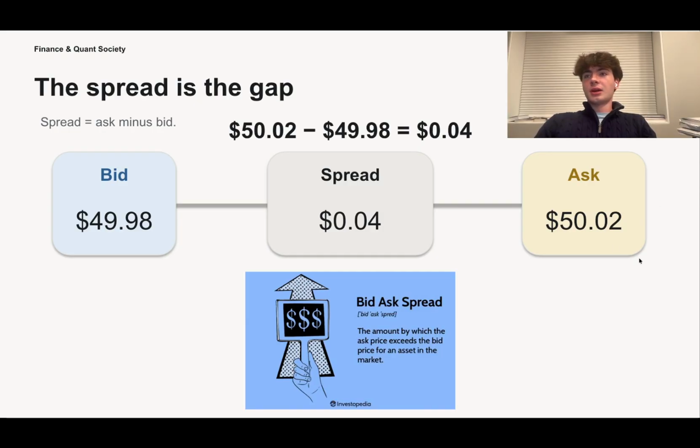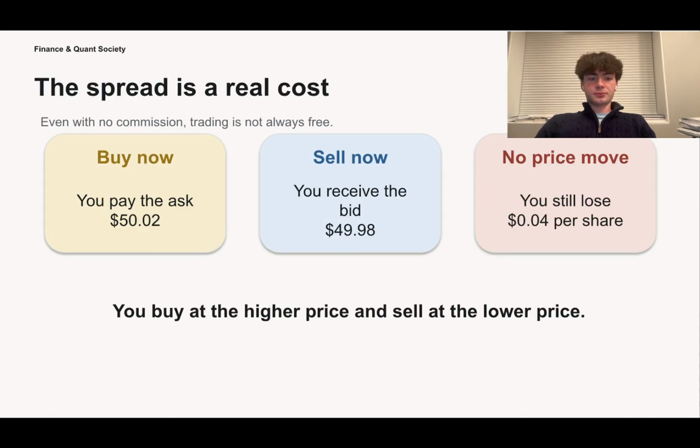So let's go ahead and look at how the spread can actually be a cost. Imagine that you buy one share at the ask for $50.02, right? Because you're just immediately buying it, so you're going to buy at the ask because you want someone to sell it to you quickly. 1 second later, you change your mind and you say, you know what? I changed my mind. I'm going to sell it. So you sell at the bid and receive $49.98. You paid $50.02 for the ask and sold it for $49.98 at the bid. So you lost 4 cents and the stock didn't even move.